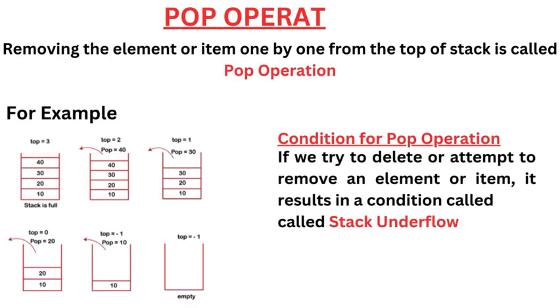2. Pop operation. Removing the elements or items one by one from the top of the stack is called pop operation. For example, before popping an element, the stack is full, with the top value at 3. After popping an element, the top value will become 2 and the element will be removed. This process continues until the top value is -1, indicating that the stack is empty.